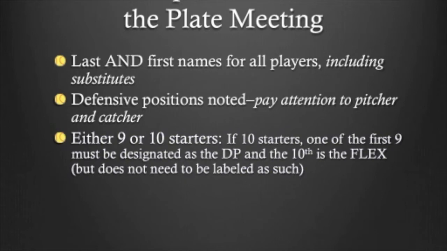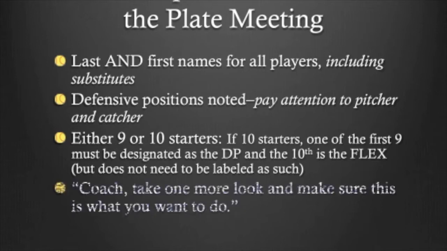And 9 or 10 players, right? We're playing with flex DP here, right? There are 10 in the starting lineup. That means that one of the first 9 has to be labeled as DP. The 10th, if it's the 10th, it's the flex, right? So we don't have to do anything special there.